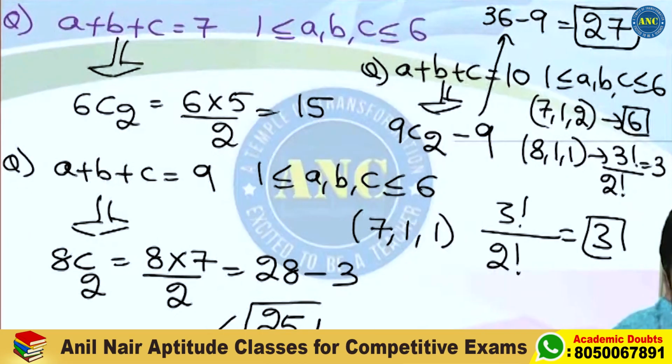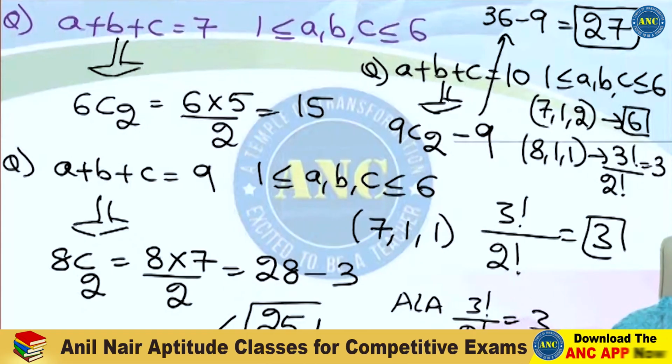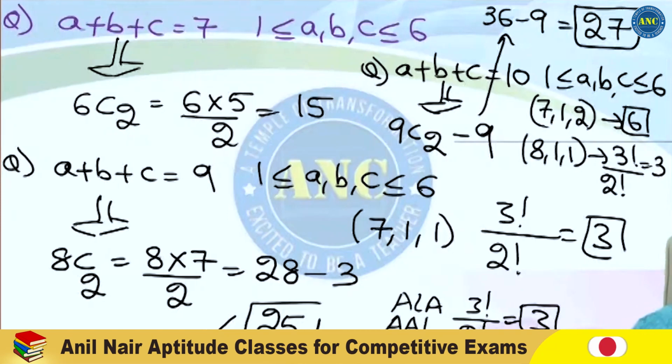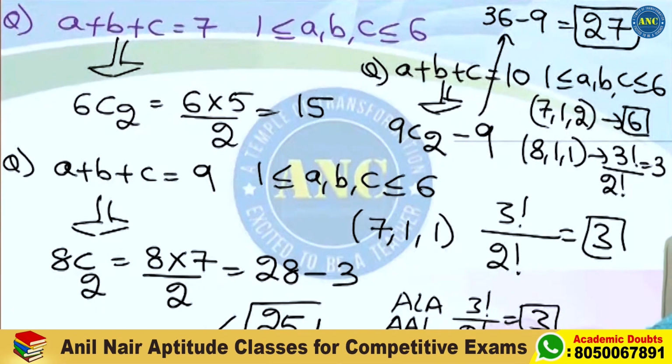Suppose there is ALA. It can be arranged as 3 factorial by 2 factorial, which is 3 cases: AAL, ALA and LAA. So 3 letters can be arranged in 3 factorial, out of which 2 are identical. So 28 minus 3, 36 minus 9. Everybody kindly reply if this idea is clear to you. Unnecessarily you will get into a problem and waste time, right?